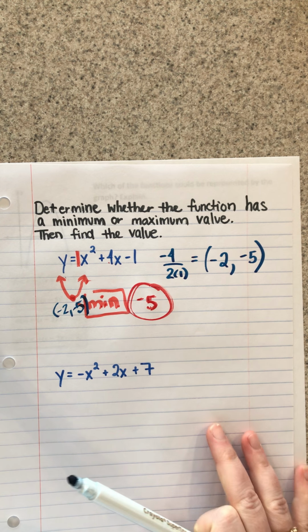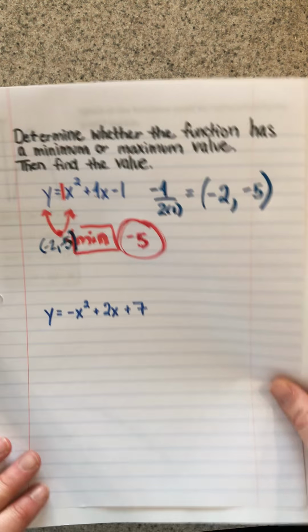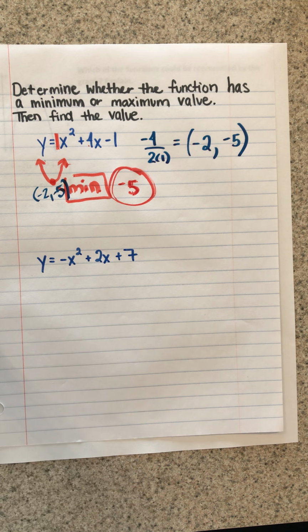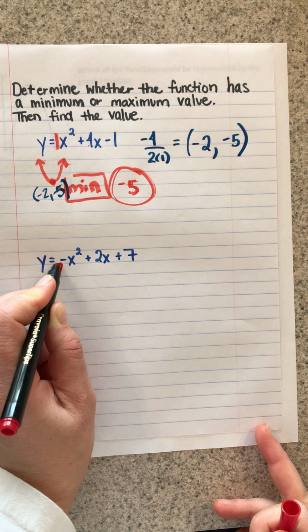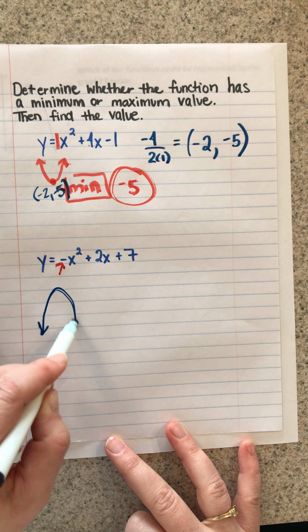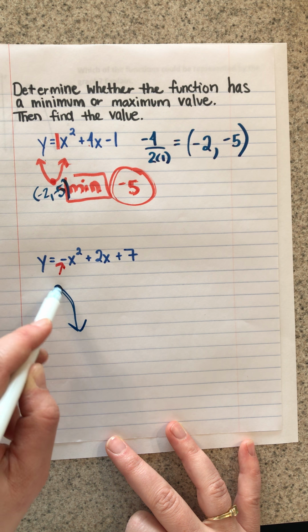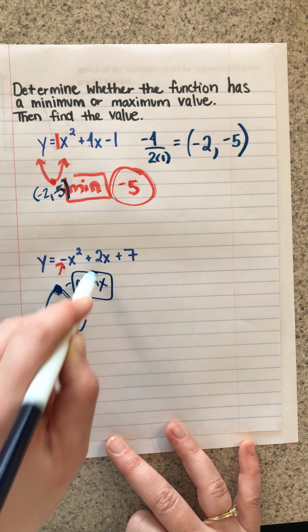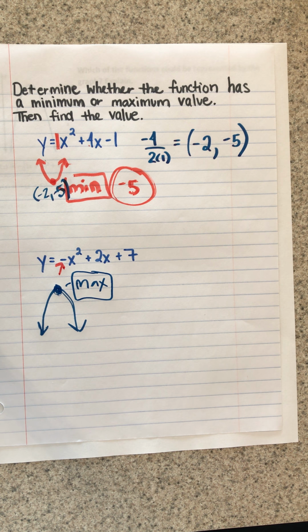Okay, here's another example. Will this parabola have a minimum or maximum point? Remember, if a is positive, the parabola will be opening up. If a is negative, the parabola will be opening down. In this case, it looks like my a is a -1. That means the parabola will be opening down and have a high max point. So the first answer is this quadratic function will have a max.